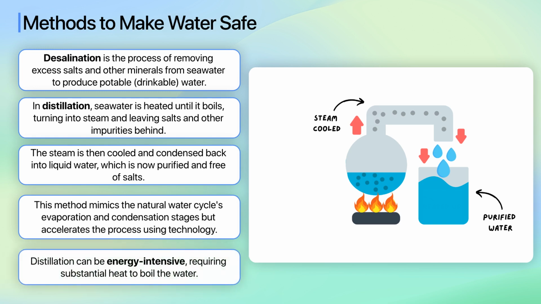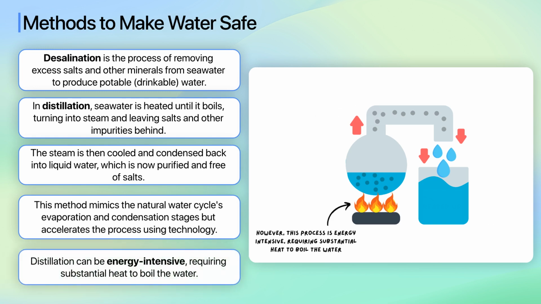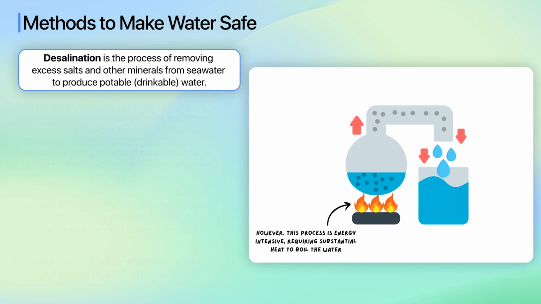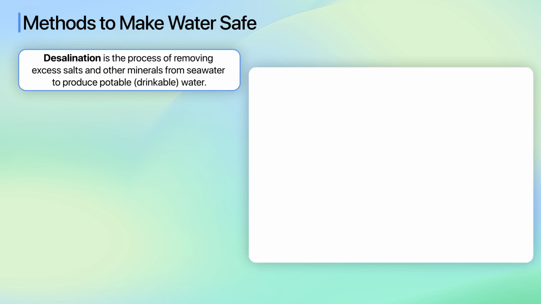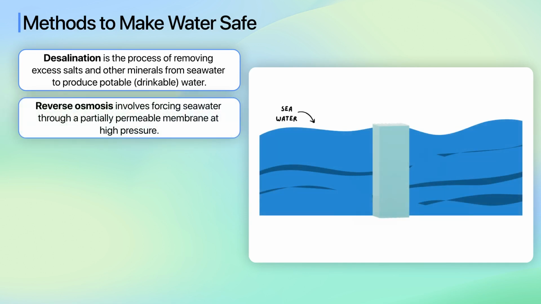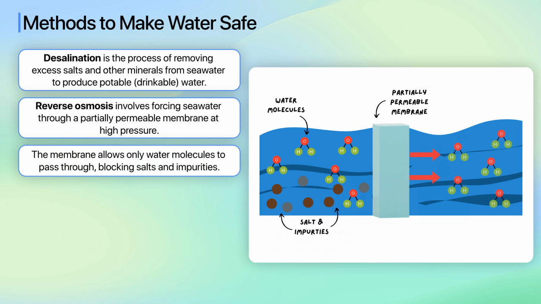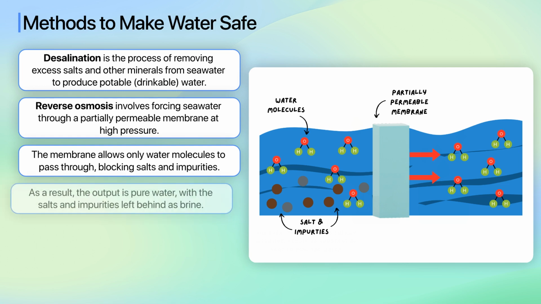Distillation can have drawbacks. Distillation can be energy intensive, requiring substantial heat to boil the water. The other method for desalination is reverse osmosis. Reverse osmosis involves forcing seawater through a partially permeable membrane at high pressure. The membrane allows only water molecules to pass through, blocking salts and other impurities. As a result, the output is pure water, with the salts and impurities left behind as brine.